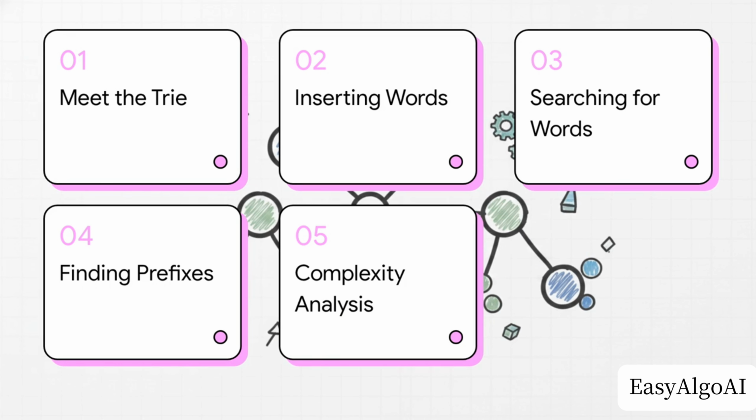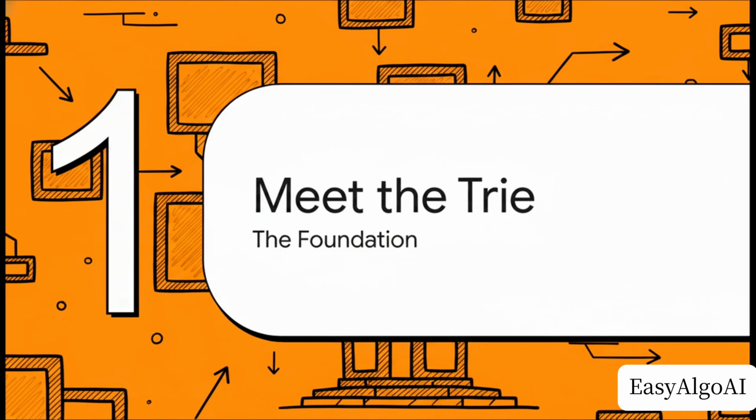Here is our roadmap for the explainer today. First, we'll meet the trie. Then we'll dive into inserting words step by step. After that, searching for words, followed by finding prefixes. And we'll wrap the whole thing up with a complexity analysis. Okay, let's kick things off with section 1, meet the trie.